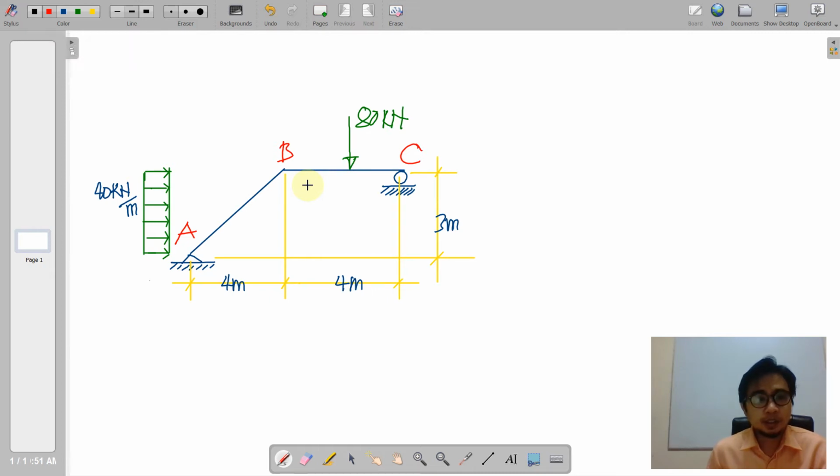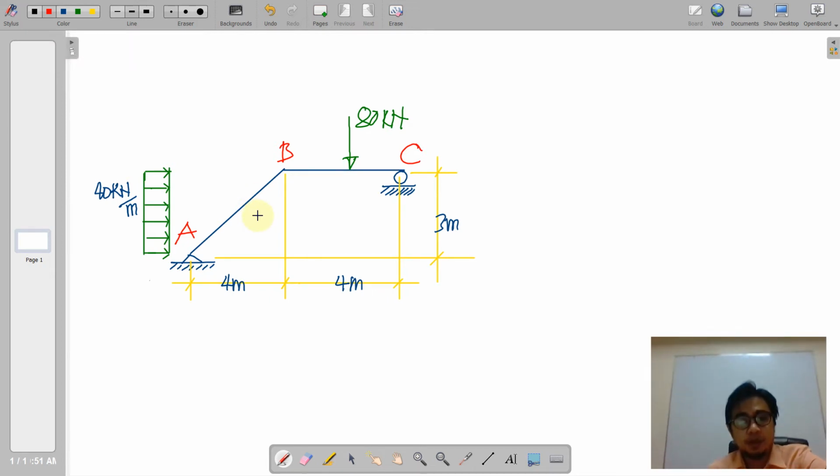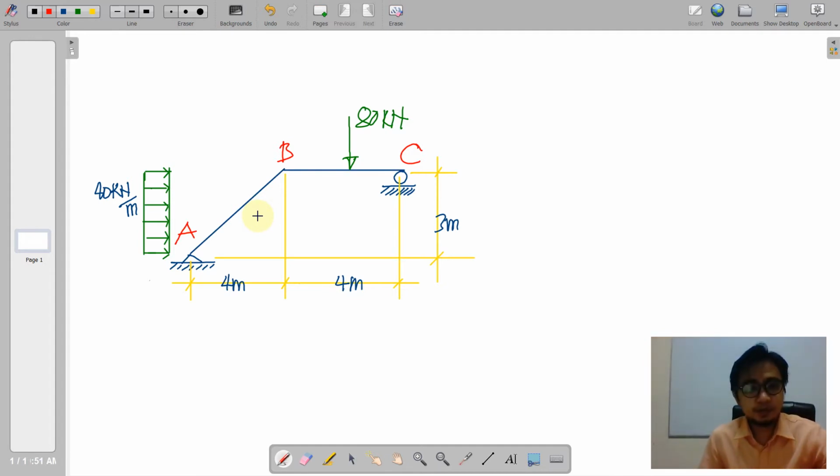Okay, so welcome to our session for today. We have here a frame subjected to a loading. Again, it is involving a diagonal member here, AB. So this is a frame wherein, again, we take it by section or by member.